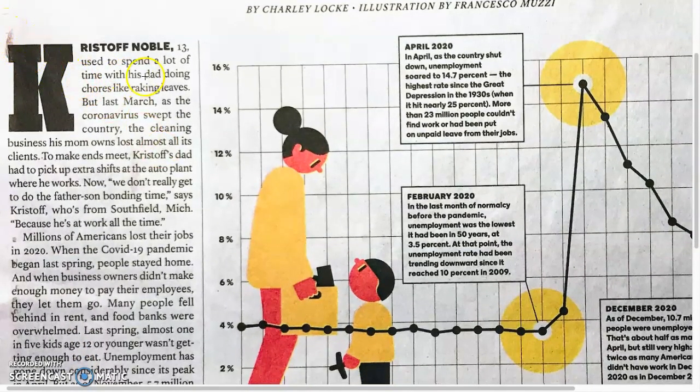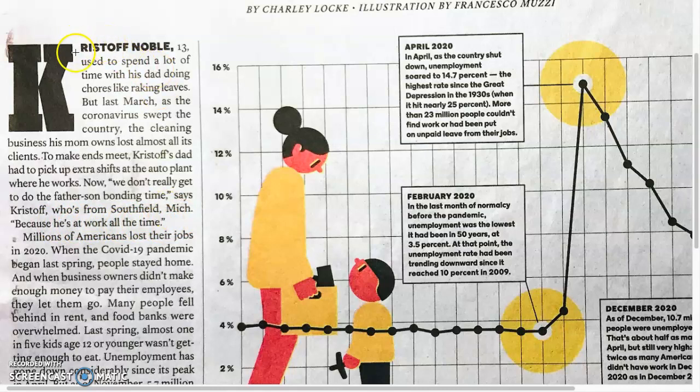Christoph Noble, 13, used to spend a lot of time with his dad doing chores like raking leaves. But last March, as the coronavirus swept the country, the cleaning business his mom owns lost almost all its clients. To make ends meet, Christoph's dad had to pick up extra shifts at the auto plant where he works. Now, we don't really get to do the father-son bonding time, says Christoph, who's from Southfield, Michigan, because he's at work all the time.